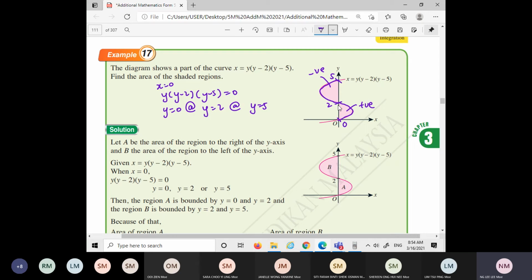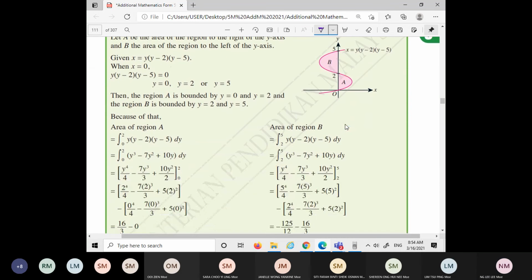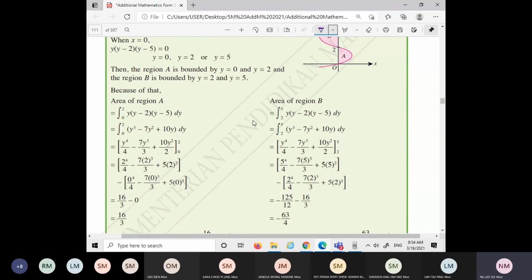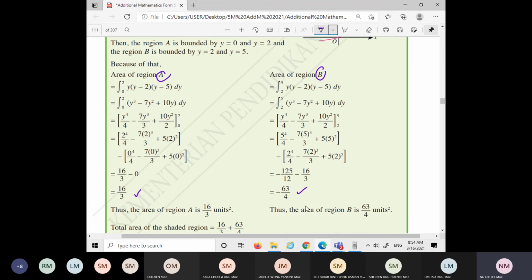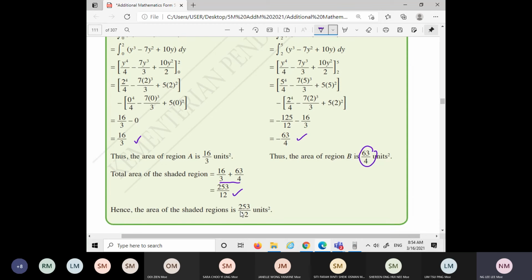So for the integration 2 to 5 and 0 to 2, you separate, like just now. You see, for A you are getting positive, for B you are getting negative. Afterwards, the B one you change back to positive, and then you add these two. Then you get the final answer.